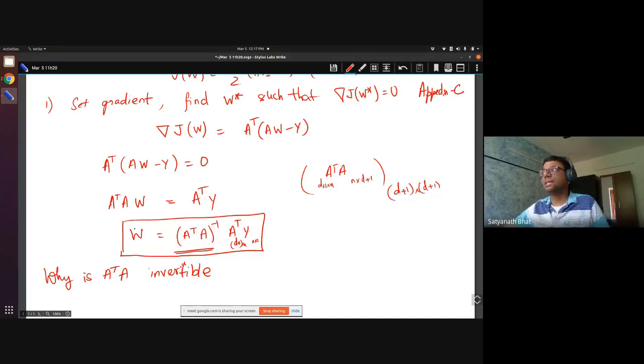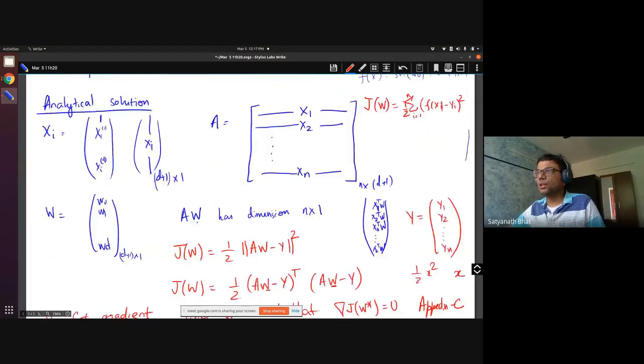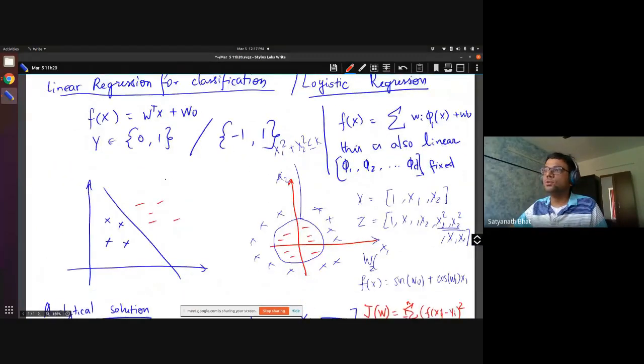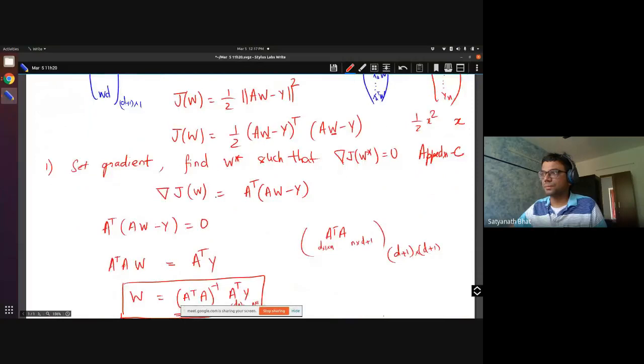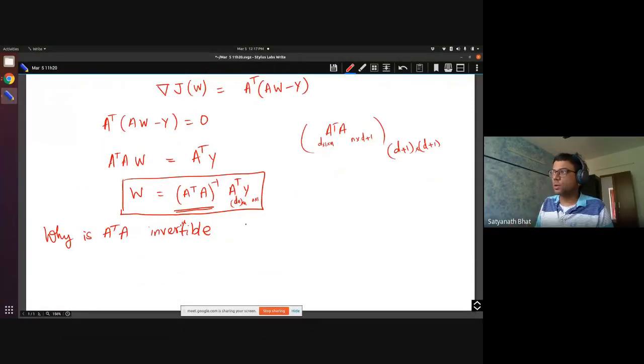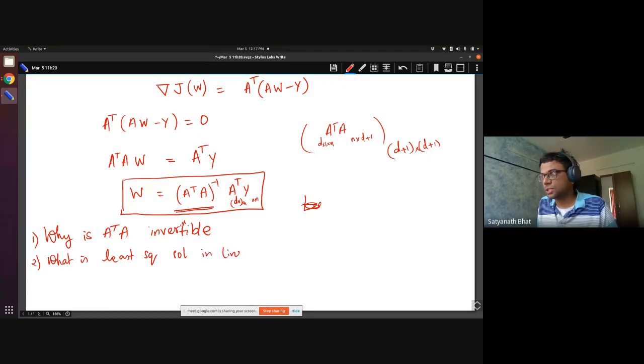That W you can use for two things. Either you can use it to learn for regression, or you can use it to do the classification. This is also called the least square solution. So that also we will talk about: why is A transpose A invertible, and what is the least square solution in terms of linear algebra. So these two things we will discuss now.